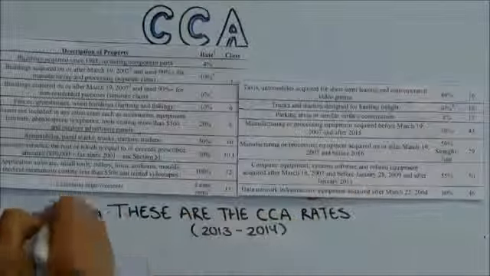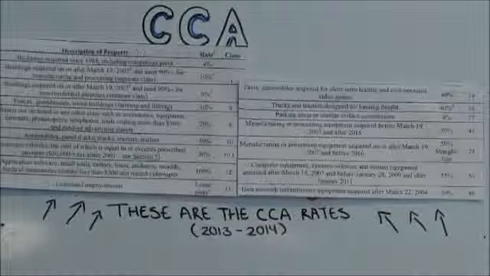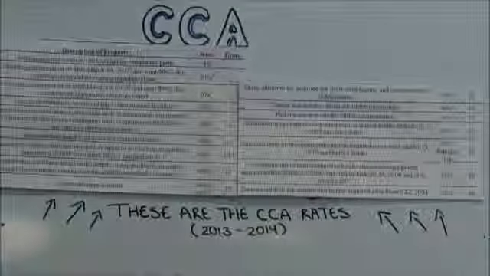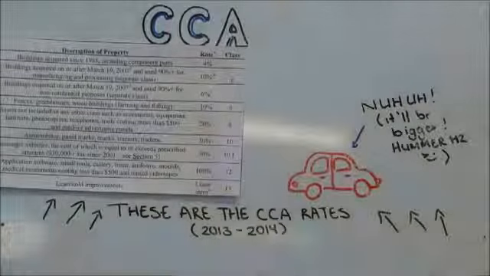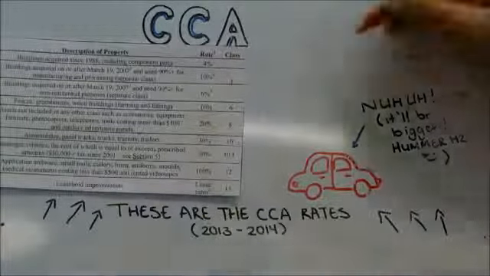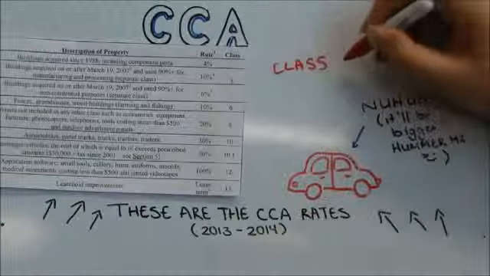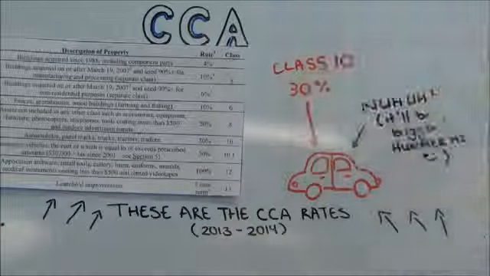Okay, so over here you can see we have the chart for the 2013-2014 CCA class and rates. Thinking of an example, let's take automobile. Because it is classified under class 10, the rate would be 30%.